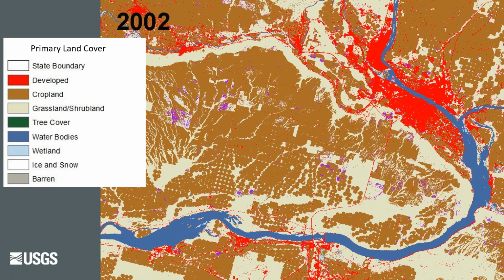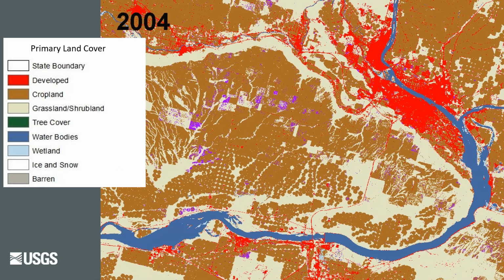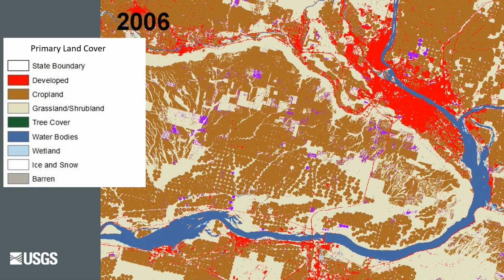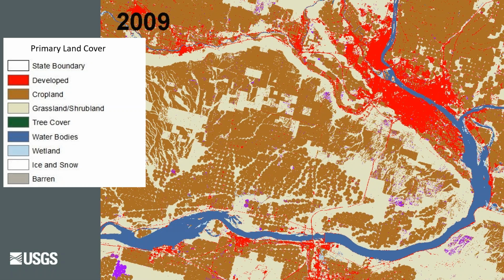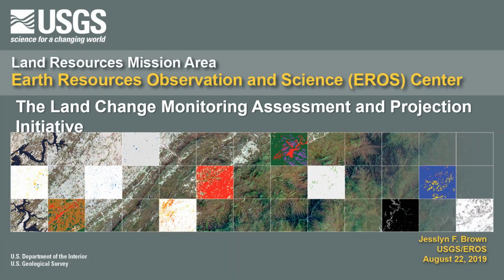Anyway, I like to start with an animation to show you what the capability of LCMap is to pull out change. This is just one of our layers. Primary land cover is one of our data sets.